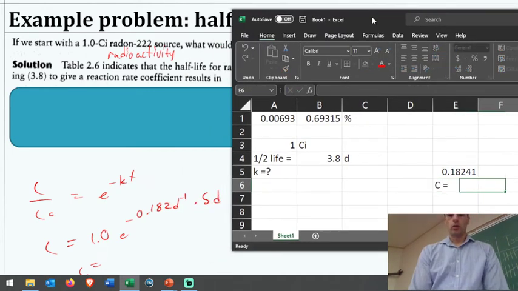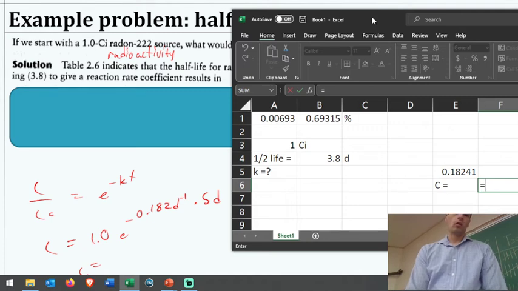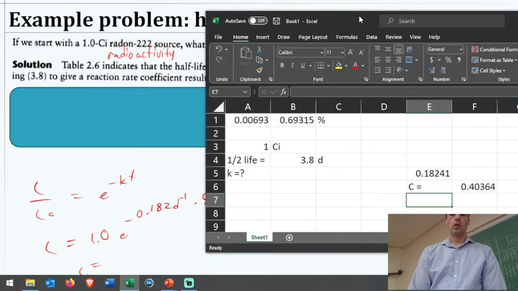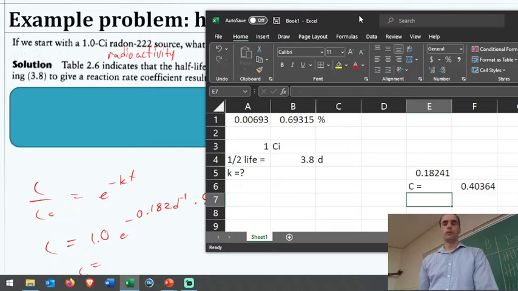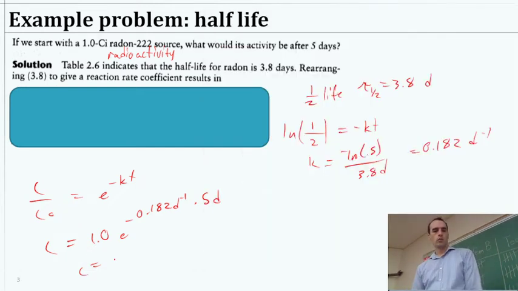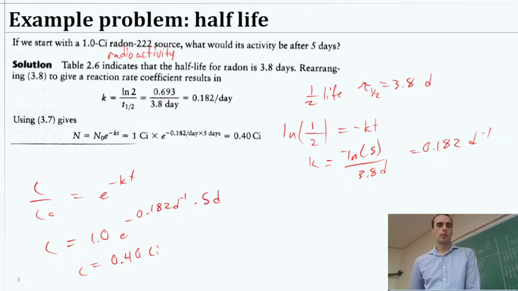So we could say C is equal to 1 times, let's do 2.71 raised to the minus 1.82 times 5. And that'll give us 0.40 as our answer there. And this is in those CI units. Okay, hopefully we did that right. Looks good.